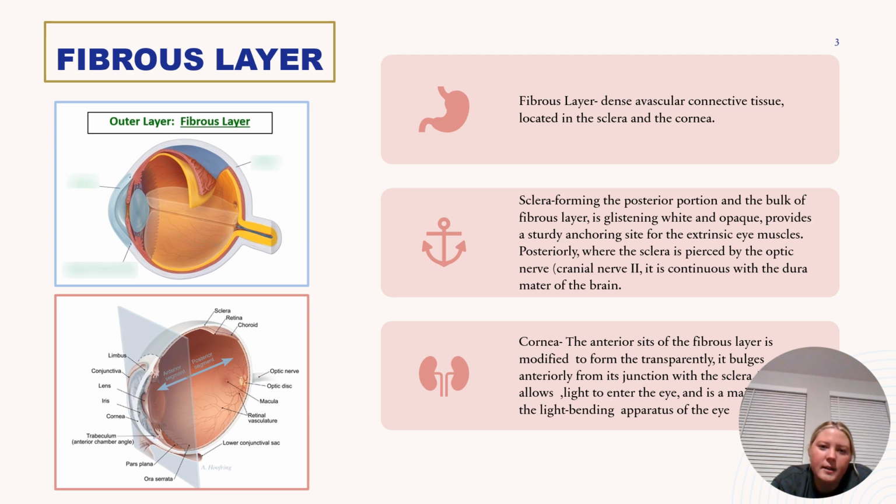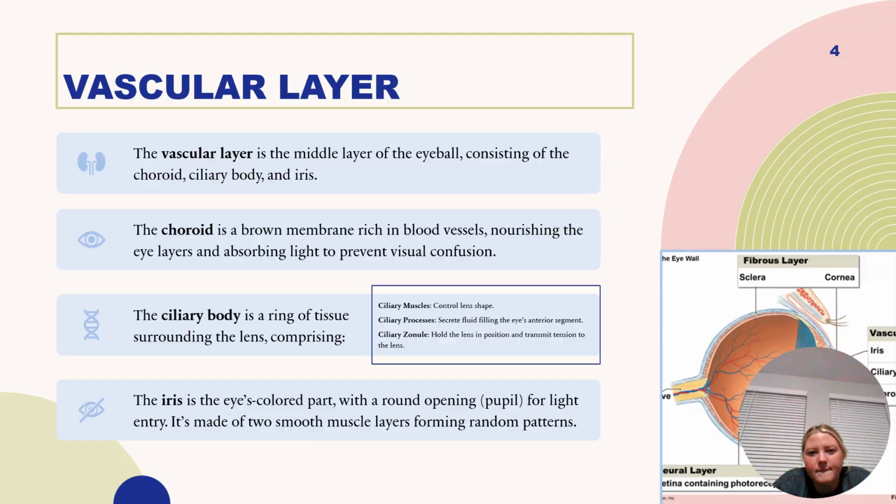Posteriorly, the sclera is pierced by the optic nerve, or the second cranial nerve, and it's continuous with the dura mater of the brain. The cornea, or the anterior portion, is where the anterior part of the fibrous layer sits. It's modified to form a transparent window and bulges anteriorly from its junction with the sclera. It allows light to enter the eye and is a major part of the light-bending apparatus of the eye.